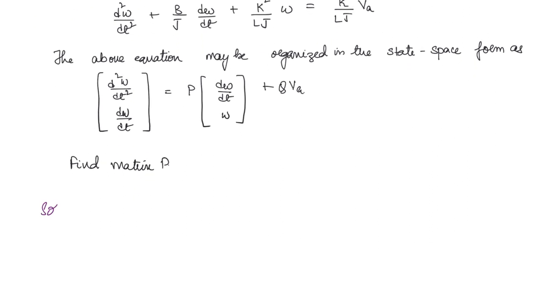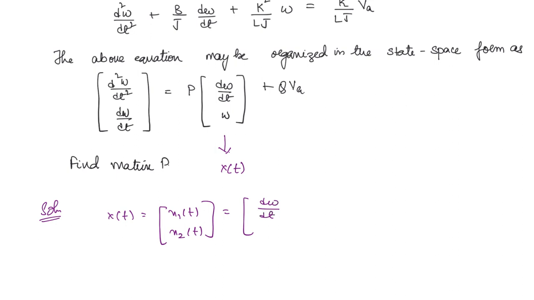Simply look at this vector here. This will be the state vector. So what are the state variables? X of t is equal to [x1 of t; x2 of t], which is given as [d omega by dt; omega]. That means x1 is equal to d omega by dt and x2 is equal to omega, right? And x dot of t is given here: d squared omega by dt squared, and differentiating omega will give you d omega by dt. Now we have to find P.